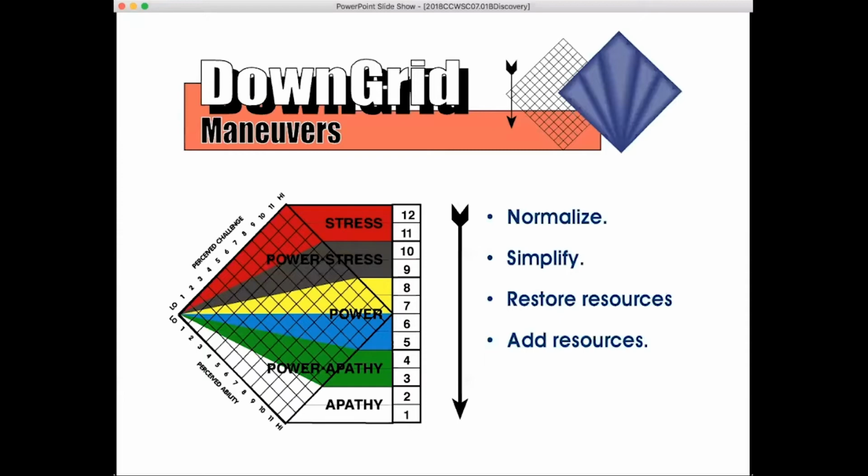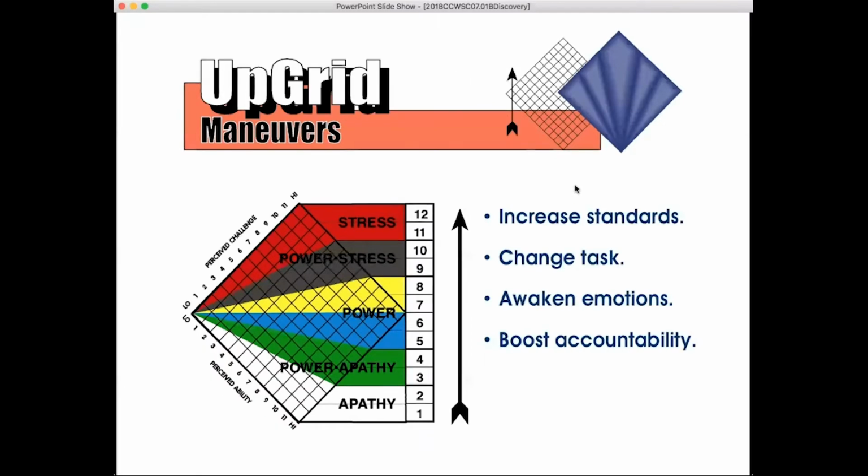Let me go ahead and advance the slide so you can see. But at the same time, I'm going to say, now you need to increase your standards. So here's some more insight and understanding. Now change your task. Here's some more resources that you have. Now let's make sure that you're doing what needs to be done. So I need to make sure that all training is accompanied by an increased expectation of performance or upgrade maneuvers.